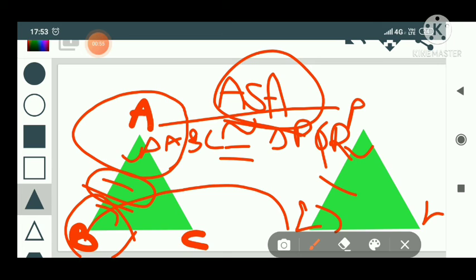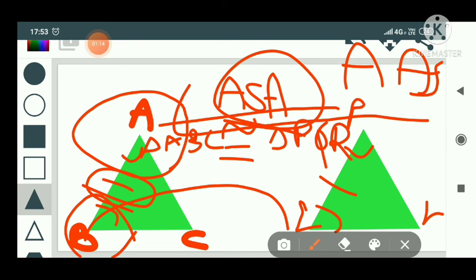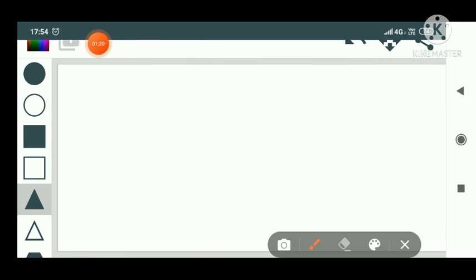So far we have learned SSS congruency, SAS congruency and ASA congruency. AAS congruency means ASA congruency only. These both are similar, ASA and AAS. So let us learn now about RHS congruency.